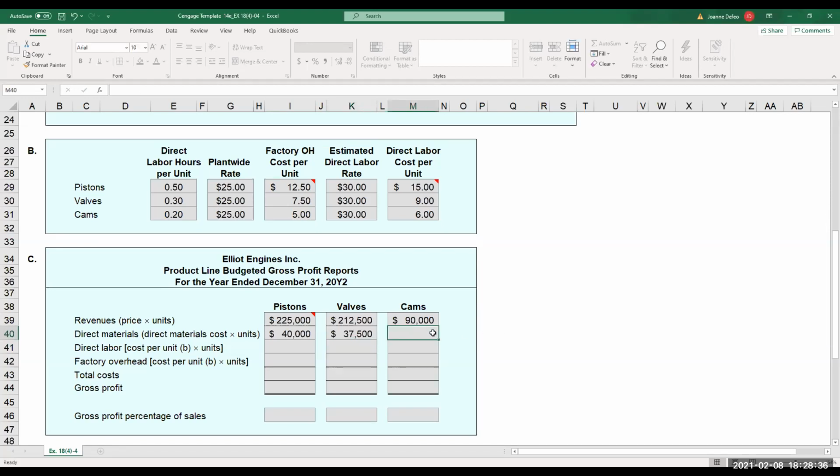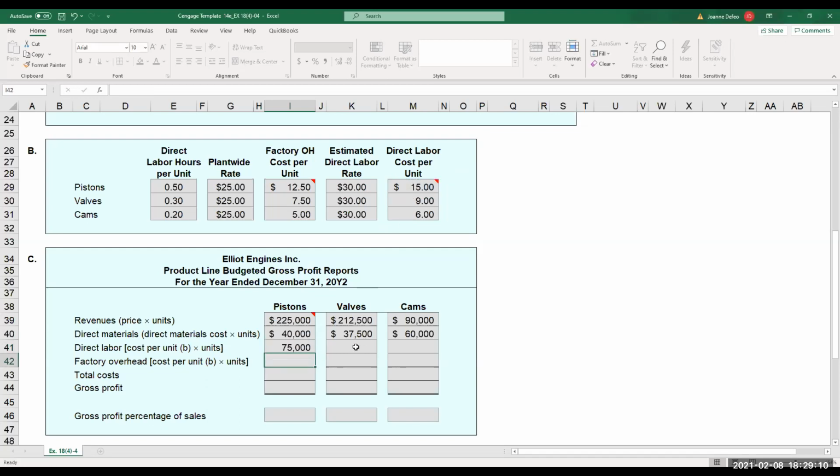And then we have, I think $40 is the cost of the cams times 1,500. So there's all that. So the direct labor is $15. All these we're going to use now. So the pistons are going to be equal plus 5,000. It's always that number of units, remember, times what we computed here.